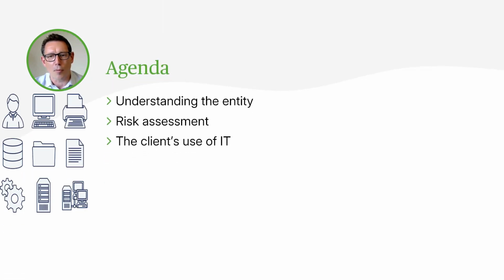So ISA 315 is carved up into a number of different elements, and the three that we'll be focusing on primarily today are, first of all, understanding the entity, the second being risk assessment procedures and the final risk assessment, and the third element that I'd like to cover today is the client's use of IT, which is something that has been almost newly included in the most recent revised version of ISA 315 that has been effective for a couple of years now.